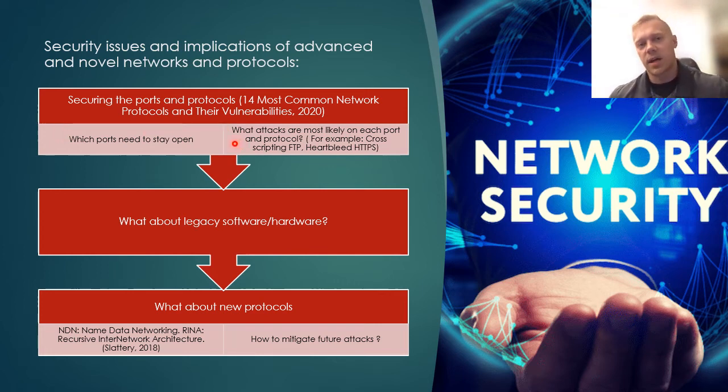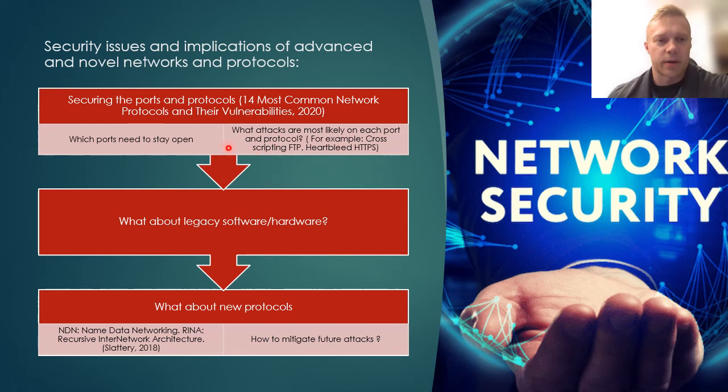Like we saw in this last scan, we can see what attacks are most likely to happen on each port. This knowledge is important so that we can better be prepared to negate those attacks should they happen, or prevent them from ever happening. For some examples, we have cross-site scripting with the FTP port and Heartbleed with HTTPS.